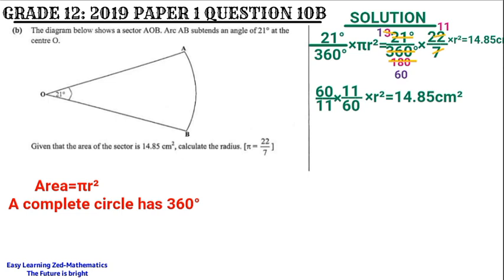Whatever I've done on the left side of the equal sign should also be done on the right side of the equal sign. That means on the right side I'm also going to multiply by 60 over 11. So I've multiplied both sides by the multiplicative inverse of 11 over 60. Now on the left side of the equal sign, we have 60 over 11 multiplied by 11 over 60.